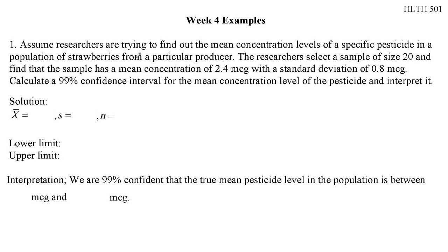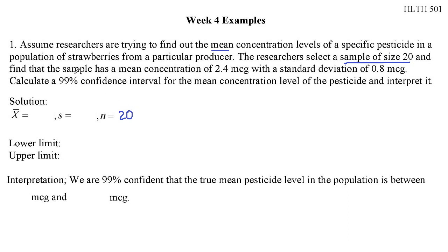In this first example, researchers are trying to find out the mean concentration levels of a specific pesticide in a population of strawberries from a particular producer. So they select a sample of size 20. So sample size, that's N. So N equals 20 here.